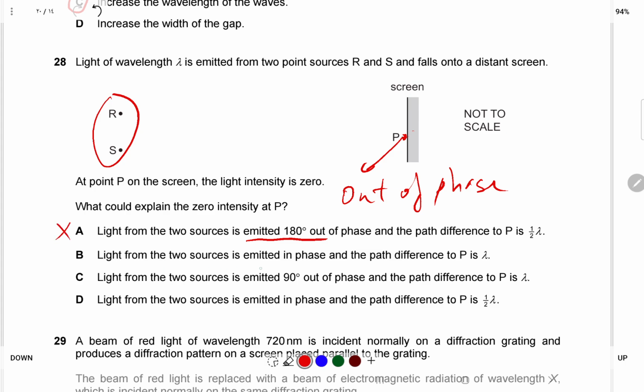Light from the two sources is emitted in phase, and the path difference is lambda. This will give maxima, which means this is incorrect. Light from the two sources is emitted 90 degrees out of phase, and the path difference is lambda. 90 degrees out of phase cannot cancel at P. Option D, light from the two sources is emitted in phase, and the path difference to P is half lambda. So here option D is the correct answer.